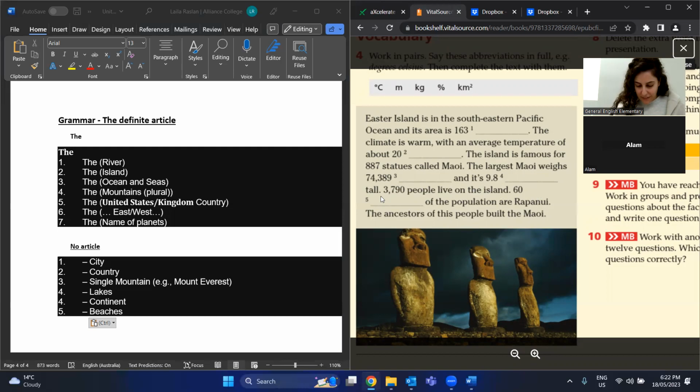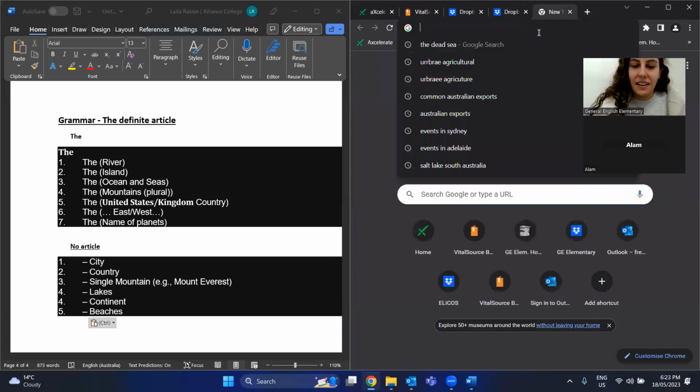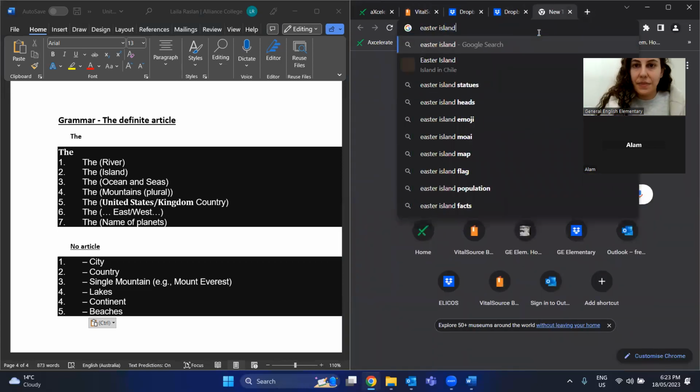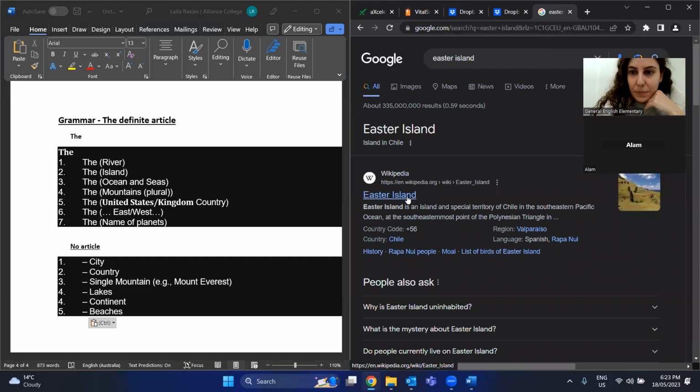60% of the population are Rapa Nui. The ancestors, so the old generation of these people, built the Moai. I think that's how you say it. Easter Island. Let's have a look. Easter Island. The Moai, the Rapa Nui.